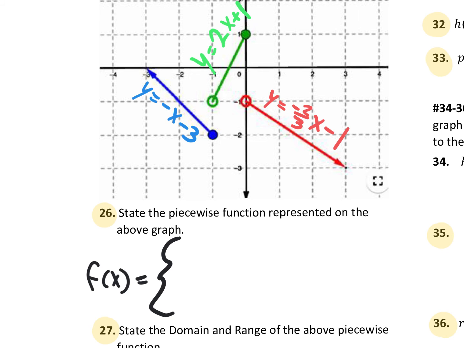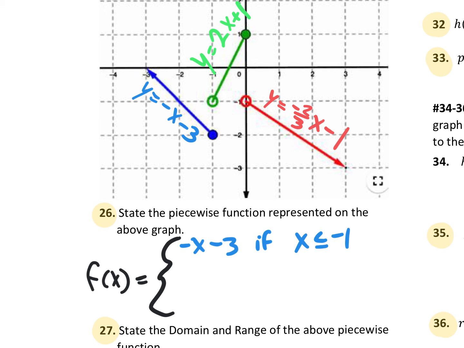We're going to begin from left to right. What do we see from left to right first? That blue one. It says y equals negative x minus 3. Here's the y equals. All we're going to write is a negative x minus 3. Now, of course, it needs a condition, and we're talking about x values only. That's a condition, which is kind of like the domain of this blue one only. So we're going to say if your x values are less than or equal to negative 1.